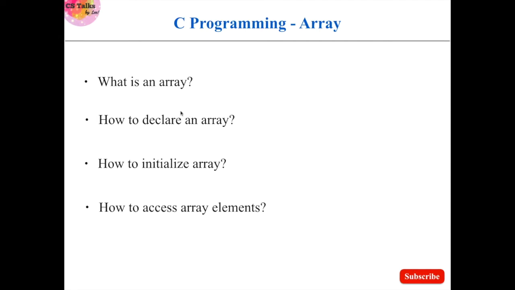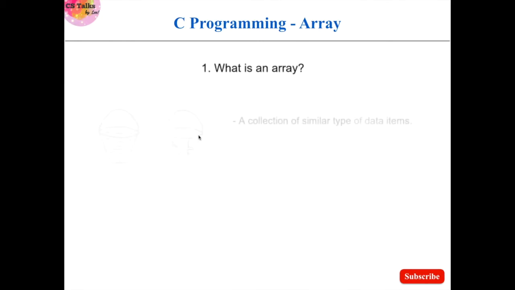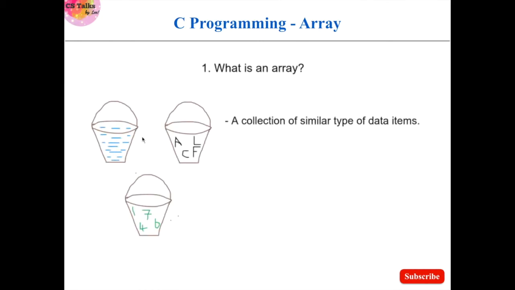That is, you will learn how to declare, initialize and access elements of an array with the help of examples. So let's understand what is an array. An array is a collection of similar type of data items which are stored at contiguous memory location. That is, a variable which holds multiple values.